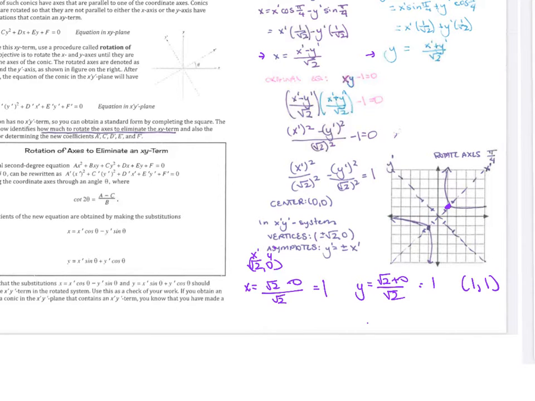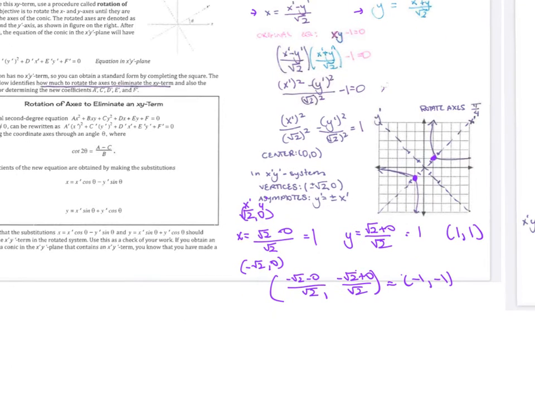Then if we plug in negative root 2, 0, let me plug it in a different way. So this is negative root 2 minus 0 over root 2, and then we have negative root 2 plus 0 over root 2. Then you find that this is negative 1, negative 1. So here is our other vertex. So our vertices in the xy system are 1, 1, and negative 1, negative 1, which is true because it's right here.